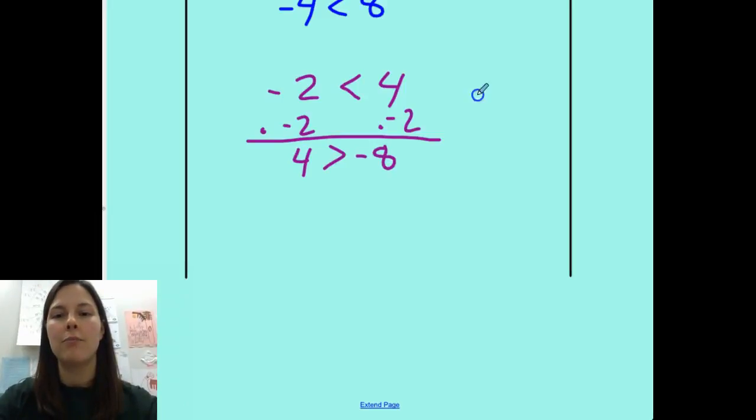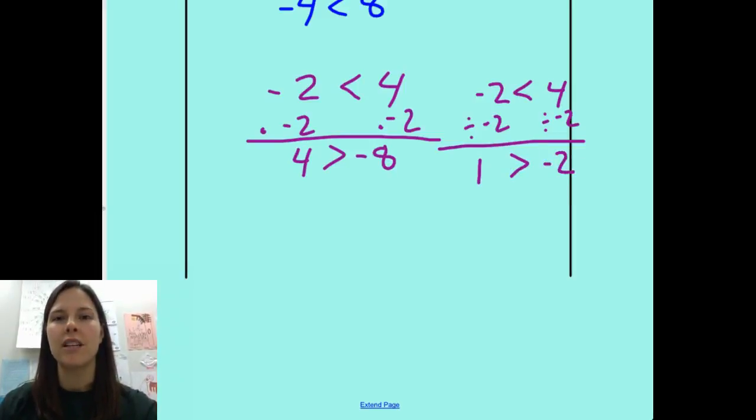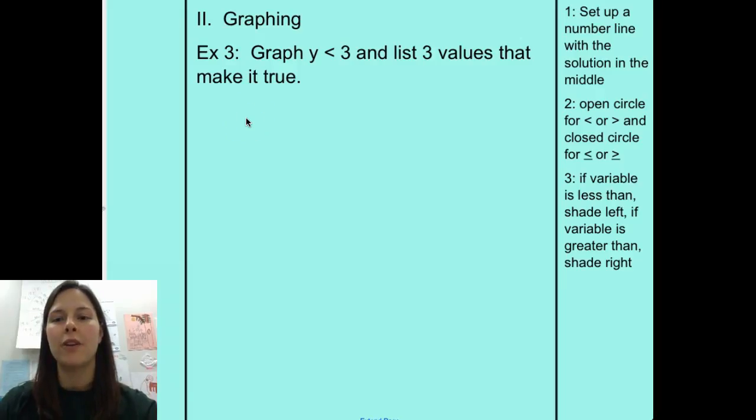Let's take a look at what happens when we divide by a negative. Because something very similar happens. -2 divided by -2 is +1. 4 divided by -2 is -2. We have to flip that inequality around in order for it to still be true. Next, we're going to learn how to graph inequalities.